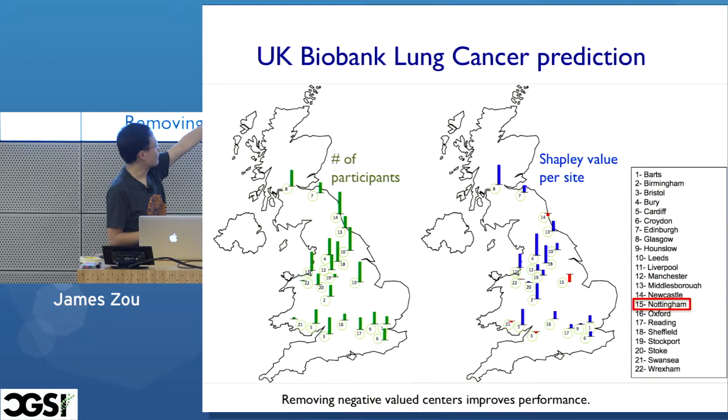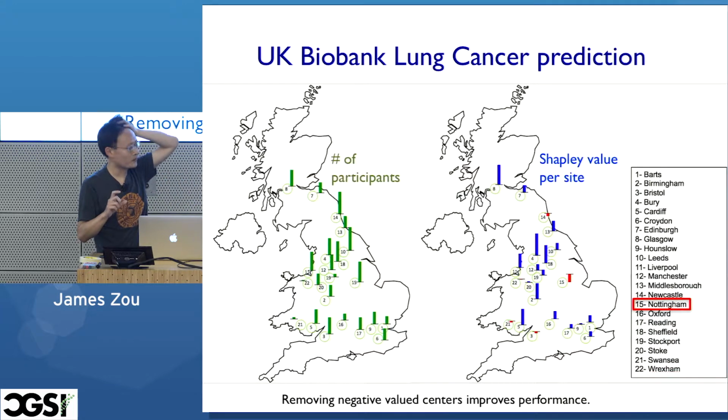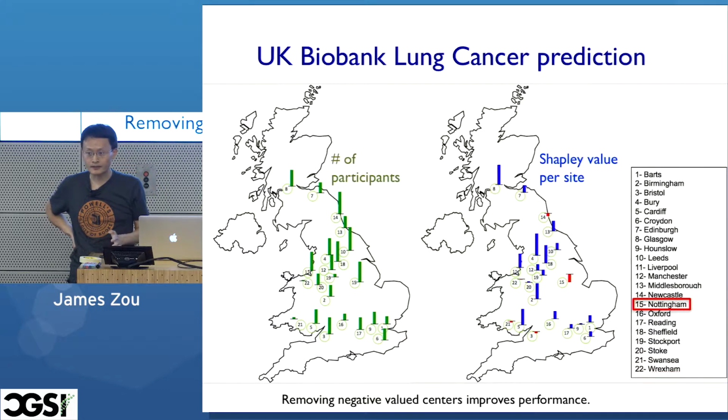Here in blue, I'm plotting the value from each of the 22 locations. What's quite interesting, a little surprising to us, is just how heterogeneous these values are. In particular, you have locations like 15 there, which is Nottingham, where you actually have negative values, which is mathematically possible. Having a negative value means that the data from that location is hurting the performance of my model for this task of predicting lung cancer.